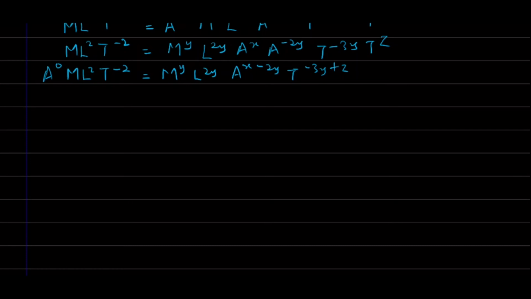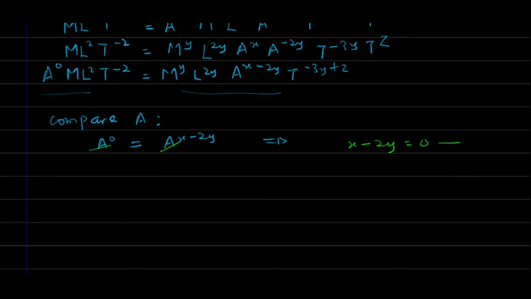So in this case, we can apply the principle of dimensional homogeneity, which says that if an equation is dimensionally correct, the left hand side must be equal to the right hand side. In that case, we can start comparing the terms. Let's start by looking at A. A on the left hand side is raised to power 0, and A on the right hand side is raised to power x minus 2y. We cancel A, and we'll be left with x minus 2y equals 0, equation 2.